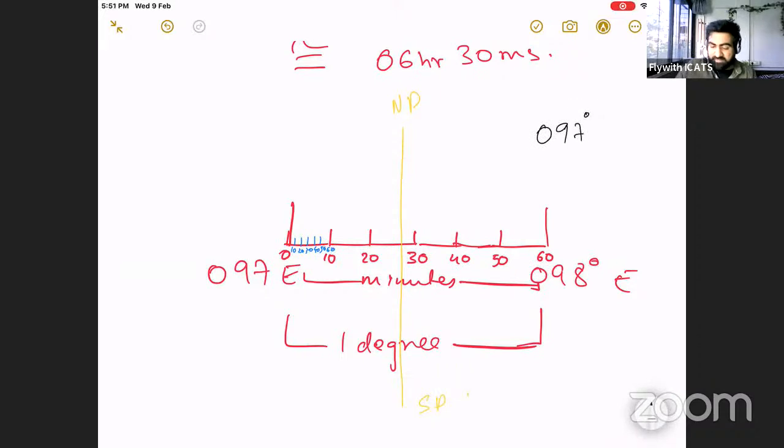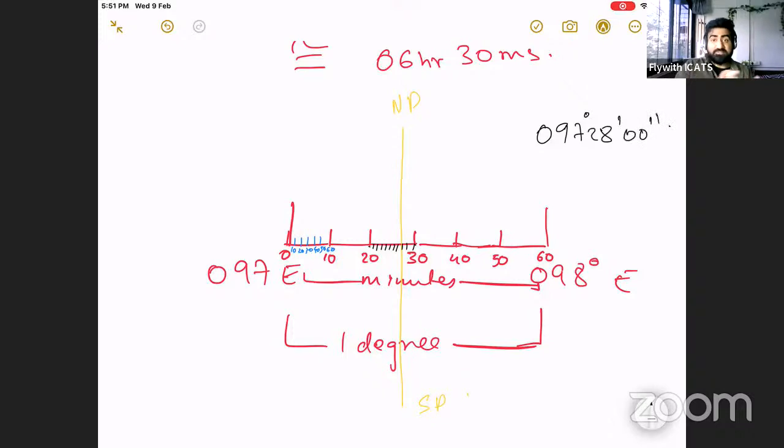And how many minutes? It is somewhere between 20 and 30. If this is 20, so 21, 22, 23, 24, 25, 26, 27, 28, 29, 30. It looks like 28. So 097 degrees, 28 minutes, and the comma is minutes. And how many seconds, students? We can further check within the minutes. It looks like 0 seconds because it's exactly on the minute line. So we'll say 0 seconds like this.